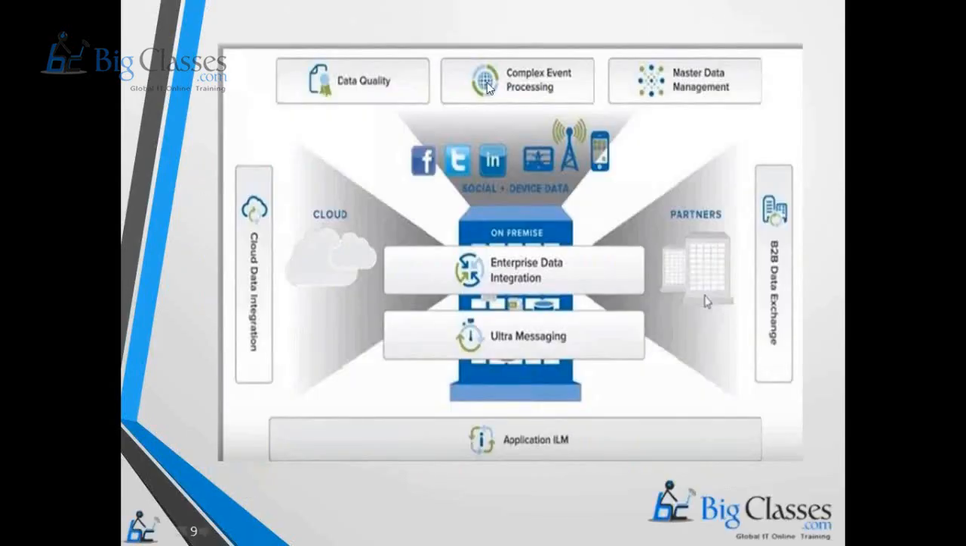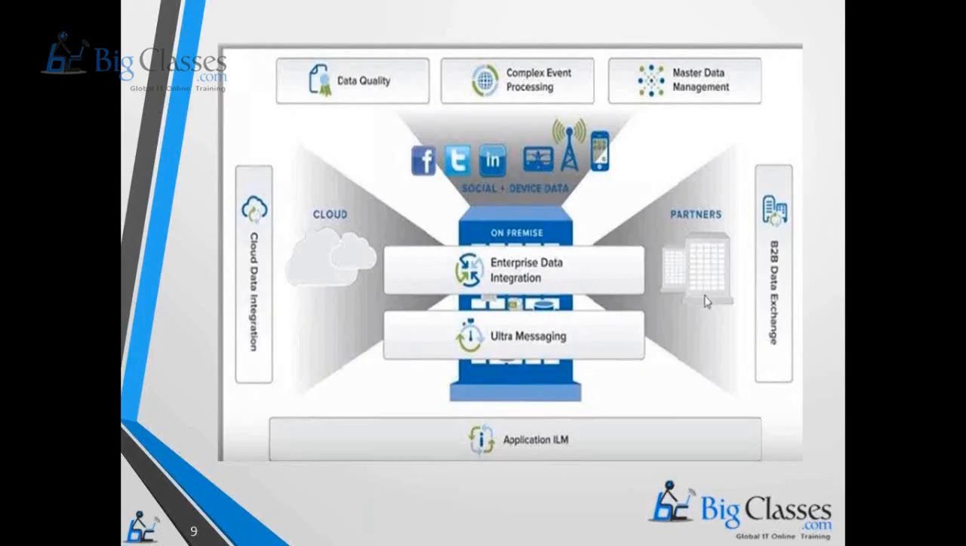You can see these are all the different products that we have. You can see cloud data integration, where we can access the data from any cloud application, as well as load the data into the cloud application also. We have Informatica Data Quality, which is the profiling tool, and complex event processing. We have master data management, B2B data exchange, and enterprise data integration, which means we can access the data from any kind of source system.